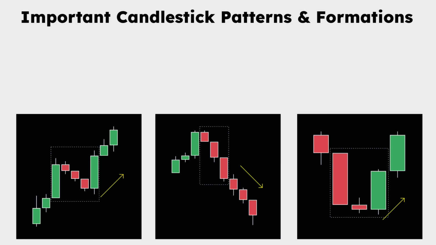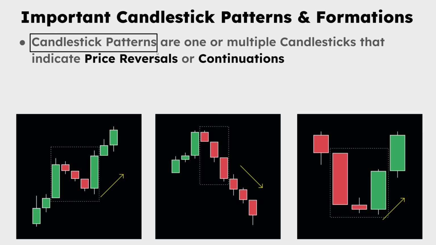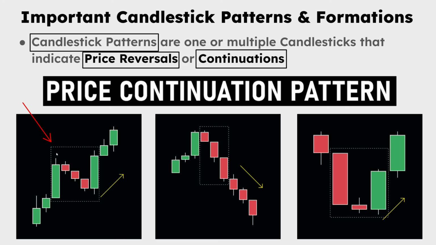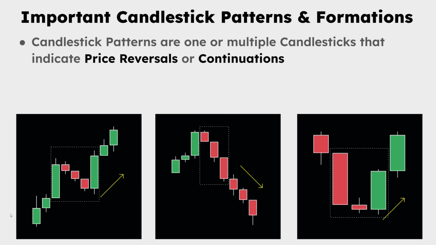So now when we have a very basic understanding of what price action actually is, we are ready to start learning about some important candlestick patterns and candlestick formations. And first of all, what are candlestick patterns? Well, candlestick patterns are one or multiple candlesticks that indicate either price reversals or price continuations. And here on the screen you can see a few different examples of candlestick patterns and formations. For example, here on the left you can see an example of a price continuation pattern. And the reason it's a continuation pattern is because before the pattern appeared we had an uptrend.